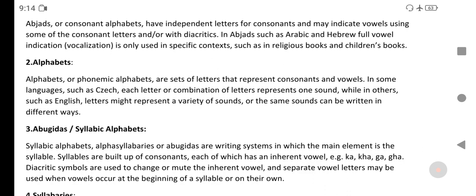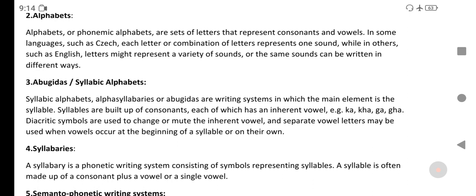The third one is abugidas, syllabic alphabets. Alpha-syllabaries or abugidas are writing systems in which the main element is the syllable. Syllables are built up of consonants, each of which has an inherent vowel. For example, ka, kha sound, ga, ga sound. Diacritic symbols are used to change or mute the inherent vowels, and separate vowel letters may be used when vowels occur at the beginning of a syllable or on their own.